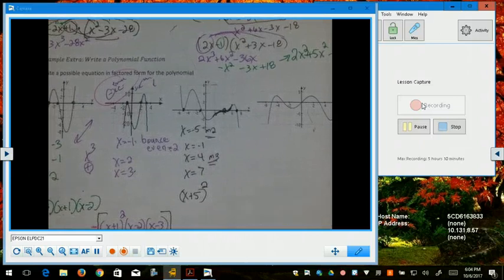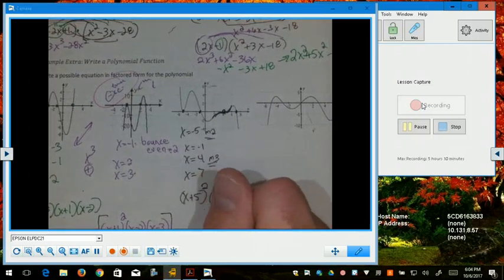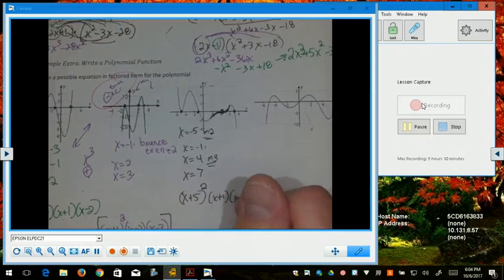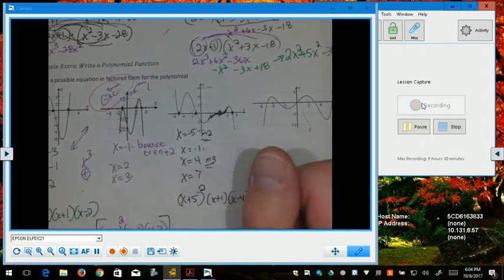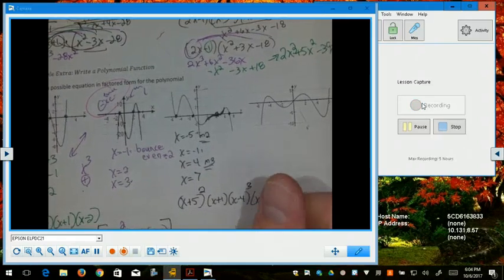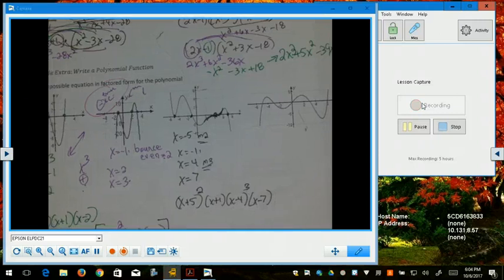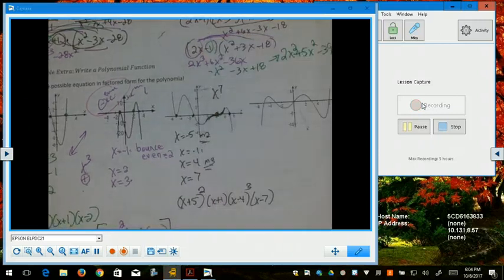I'd have to expand and distribute that, or FOIL it. I have x plus 1 as one of my factors. I have x minus 4 as one of my factors with an exponent of 3. And I have x minus 7. This adds up to a 2, 3, 4, 5, 6, 7th degree polynomial, x to the 7th.